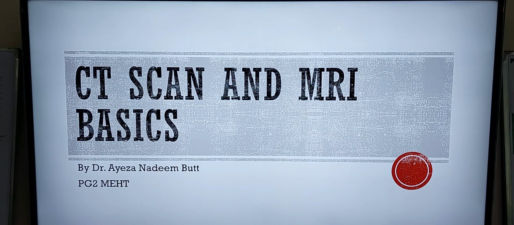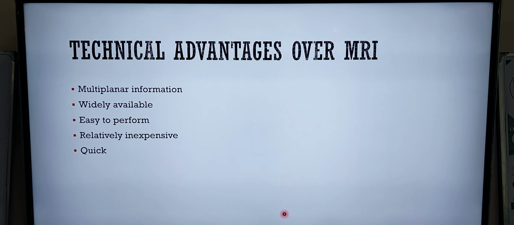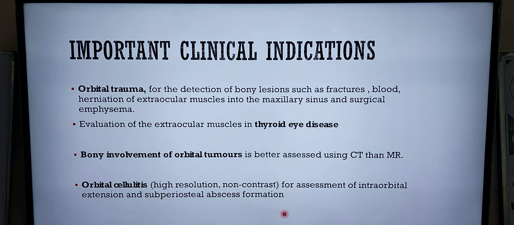Technical advantages over MRI are that it has multiplanar information, it is widely available, it is easy to perform, relatively inexpensive, and quick. Important clinical indications are in the detection of bone and calcifications. So, in ophthalmology, orbital trauma is detected best on CT scan, for detection of bony lesions such as fractures after road traffic accidents, blood, herniation of extraocular muscles into the maxillary sinus in case of blowout fracture, and surgical emphysema also in the case of blowout fracture.